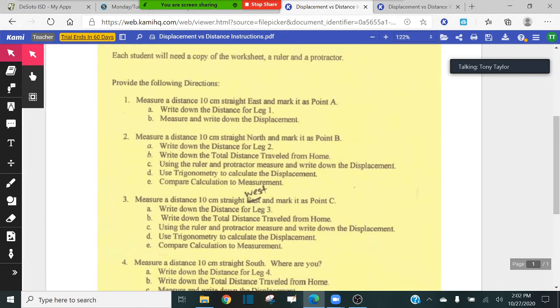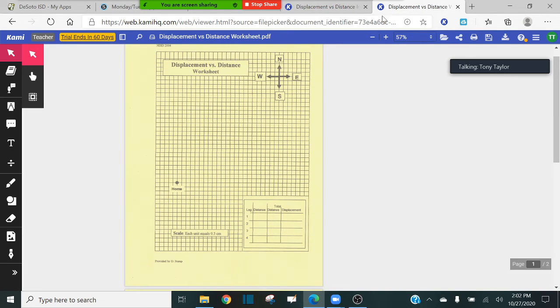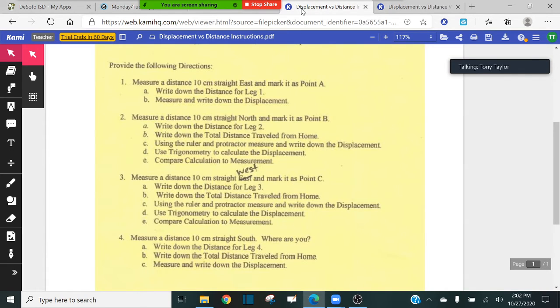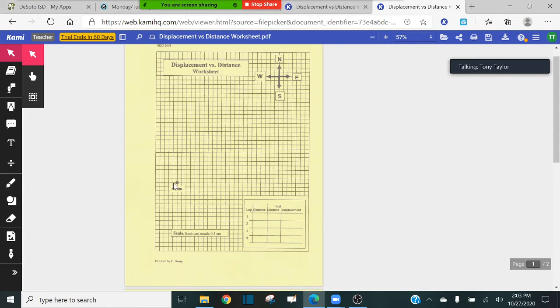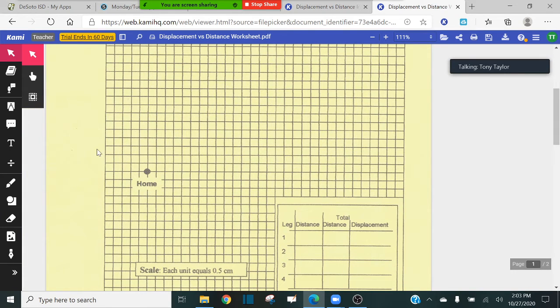Okay, so if you look at step 1, step 1 says measure a distance of 10 centimeters straight east and mark it as point A. Write down the distance for leg 1 and then measure and write down the displacement. So here's what we're going to do. Notice it says go 10 centimeters straight east. That's the first step. This is where we're starting from, because notice it's labeled home. So we're starting from this point right here, and we're going to draw a line 10 centimeters straight east.